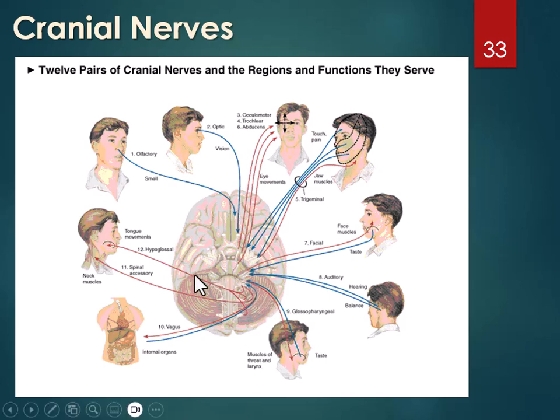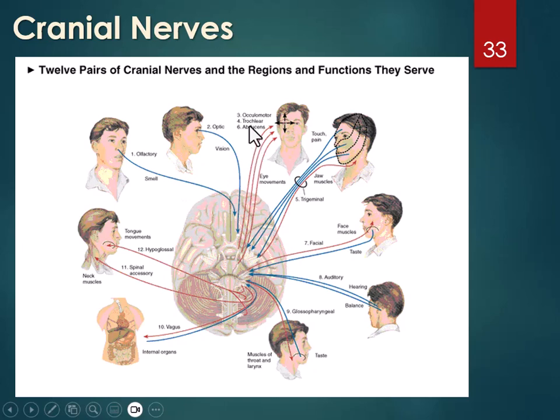Some of them are sensory, some of them are motor, some of them are both. You can learn the function of each one if you're interested. We have a lab that tests each one. Doctors will sometimes use those same tests to determine if your cranial nerves are working. Okay. Number 1 is olfactory, number 2 is optic.